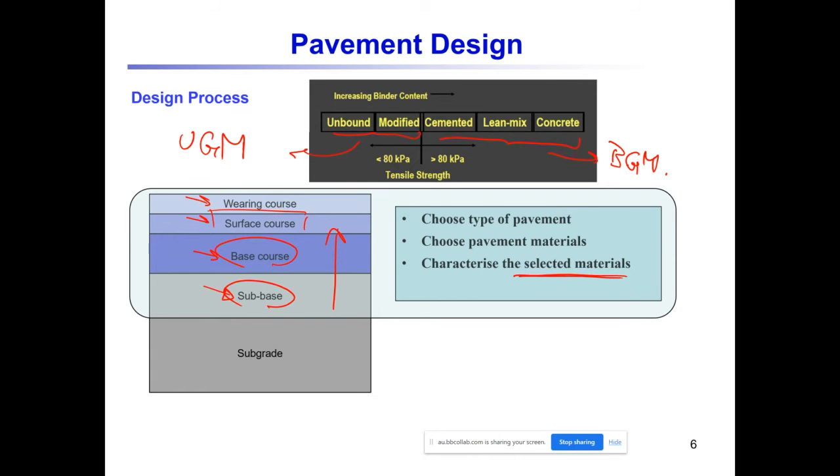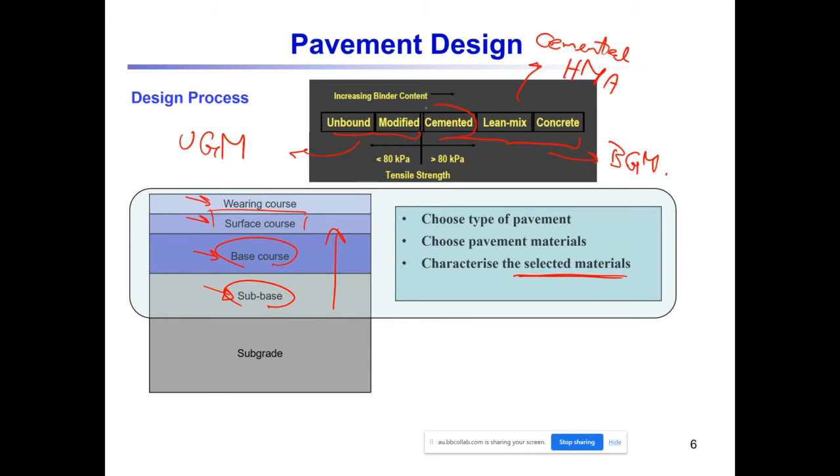Unbound granular materials are materials with a cohesion or tensile strength of less than 80 kilopascal, right? So there is not that much tensile strength between the particles. But on the other hand, for cemented material, as well as for hot mix asphalt, we know that the tensile strength is very large. It is much larger than 80 kPa. So if the tensile strength is larger than 80 kPa, we call that type of material a bonded material.